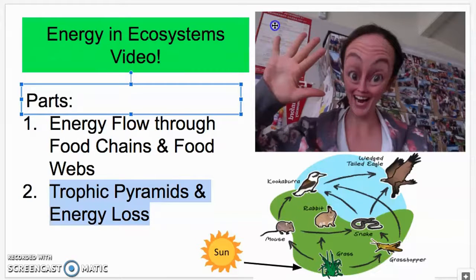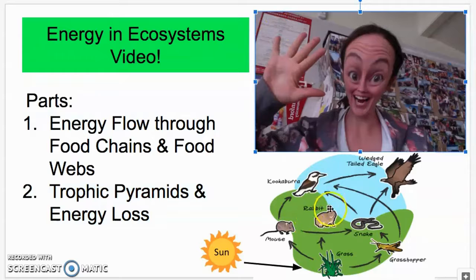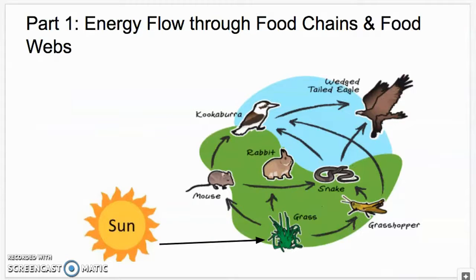This is me, awkward and excited, and this at the bottom is the beginning of an energy food web, where it's showing the energy from the sun going to grass, passing up through all these animals until it finally goes to the eagle. So part 1, energy flow through food chains and food webs.